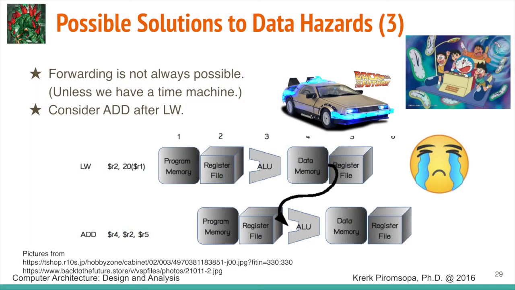Or in some cases, like this one, we have an add instruction after the load instruction. Can you really do the forwarding? Well, maybe not. Why? Because the data that you want is here, after the end of the fourth cycle. But the add would need it at the beginning of the fourth cycle. And since we don't have a time machine like Doraemon's or the Back to the Future movie, so sorry. So how would you solve this kind of data hazard then? Maybe you have to wait.